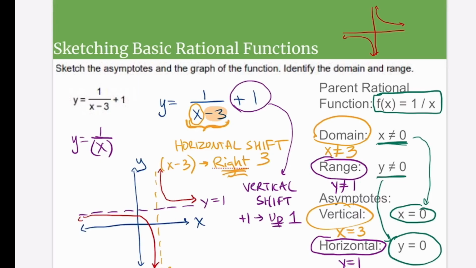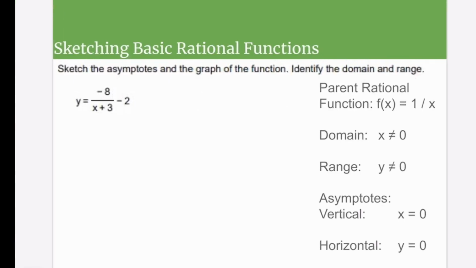So we'll do 2 more examples just so you get an idea of what's happening. So this is another rational function. We know our parent function is going to look like this, and all of these aspects are going to change based on the shifts that we see within our equation.